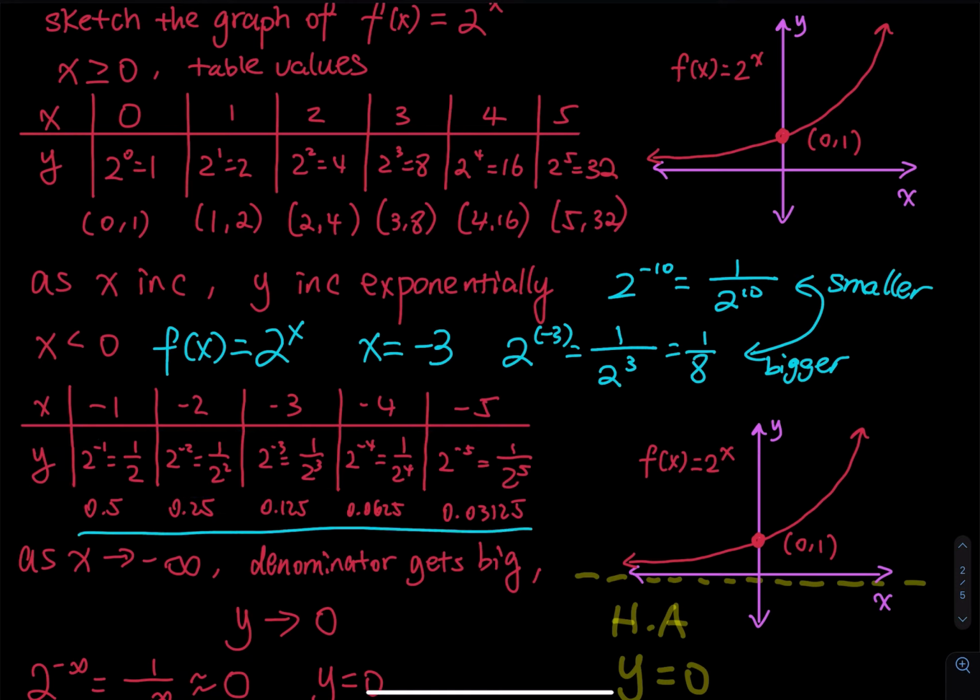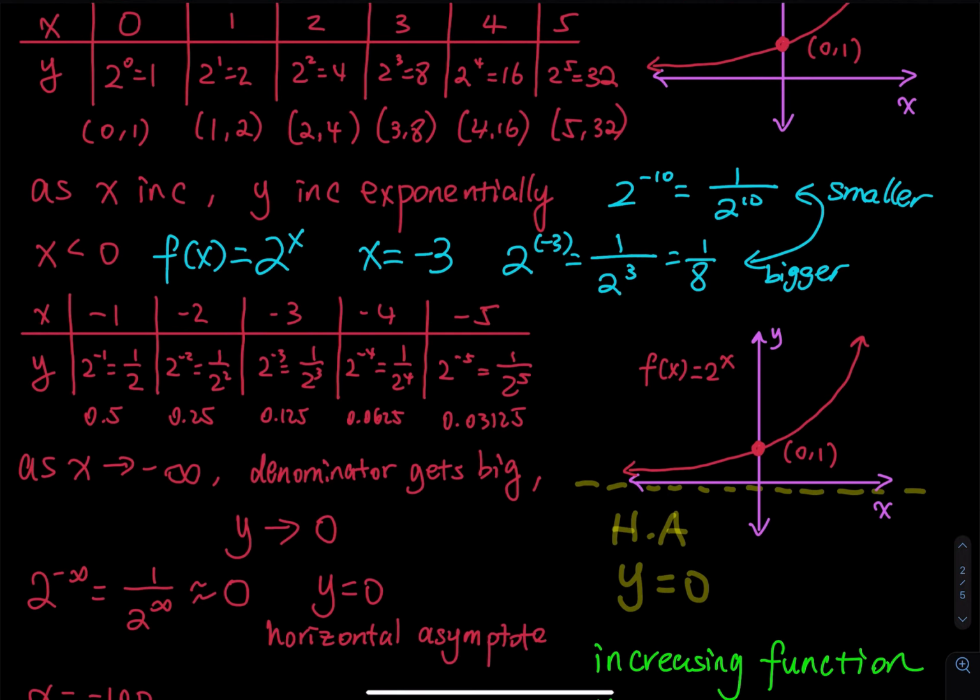Take a look at the decimals. From -1 to -5, it just got so much smaller, right? As x goes to -infinity, the denominator is getting so big. So therefore, y is getting closer and closer to 0. All right. So if you pick -infinity, 2 raised to the -infinity, you toss the whole thing down to the denominator. And then you have 1 divided by this large quantity, then you will get something very close to 0. And therefore, y equals 0 is a horizontal asymptote.